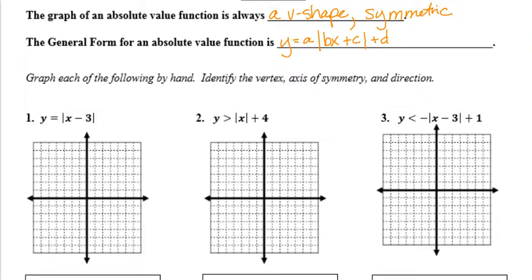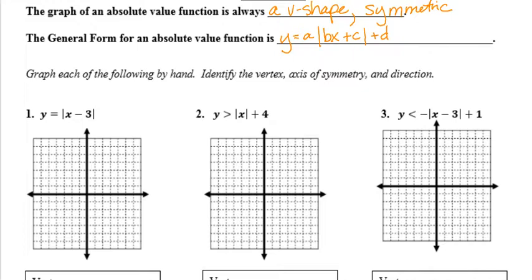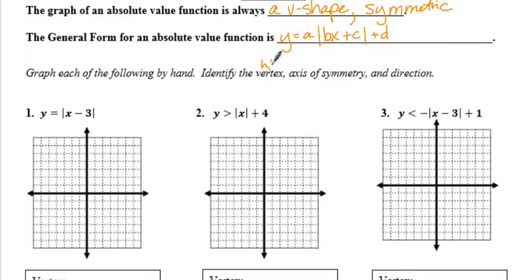All right, we're going to graph each of these by hand, and we're going to identify the vertex, or the HK starting point. So that was HK for us, just to remind ourselves. We're going to identify the axis of symmetry, or the line that cuts it perfectly in half. We say AOS for short. And the direction, we're going to tell whether it's up or down. And what I mean by that is an upward-facing V or a downward-facing V.